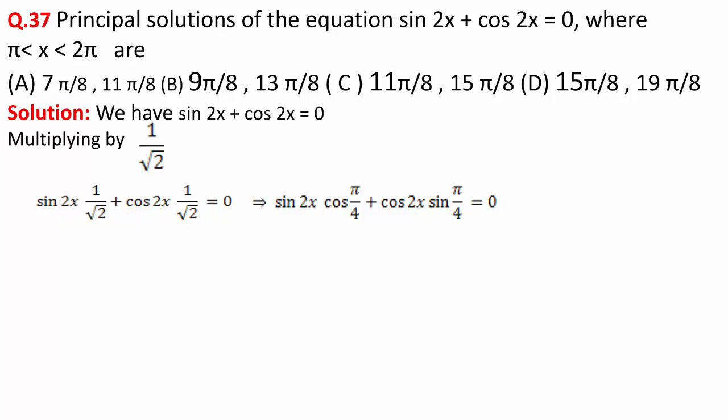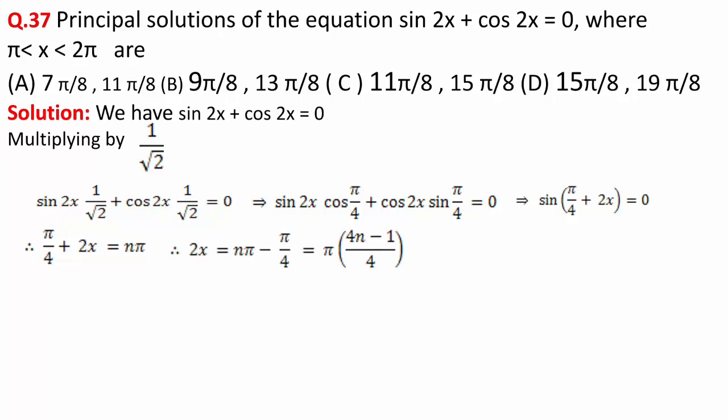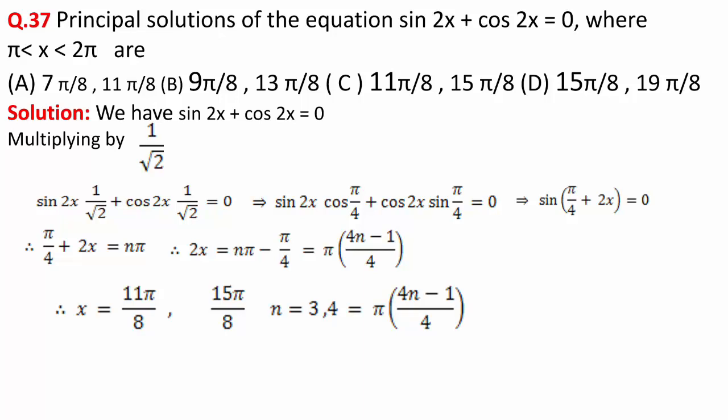Similarly, sin pi by 4 equal to 1 by root 2. Thus, we get sin 2x plus sin 2x into cos pi by 4 plus cos 2x into sin pi by 4 equal to 0. And that is nothing but sin of pi by 4 plus 2x equal to 0. Here we have used sin a cos b plus cos a sin b equal to sin of a plus b. Therefore, pi by 4 plus 2x equal to n pi, and hence 2x equal to n pi minus pi by 4, that is pi into (4n minus 1) by 4. Therefore, x equal to 11 pi by 8, 15 pi by 8 by taking n equal to 3, 4. Therefore, correct option is C.